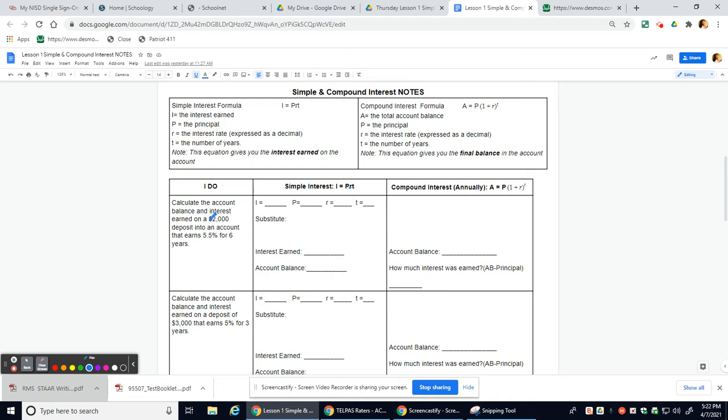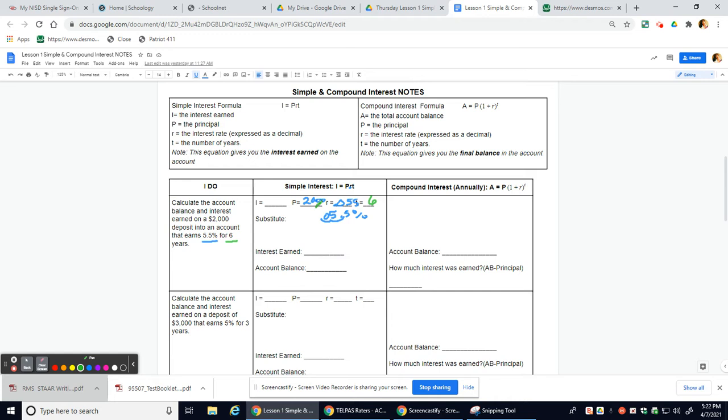So calculate the account balance and interest earned on a $2,000 deposit. So the $2,000 is the principal amount. The rate that I've been given is 5.5%. And I can express 5.5% by converting that to a decimal, which is approximately 5 cents or 0.055. The number of years is 6 years.